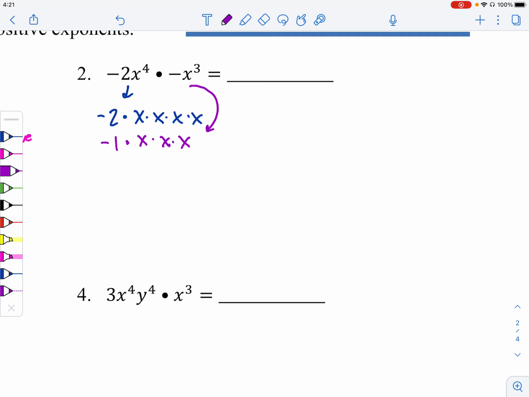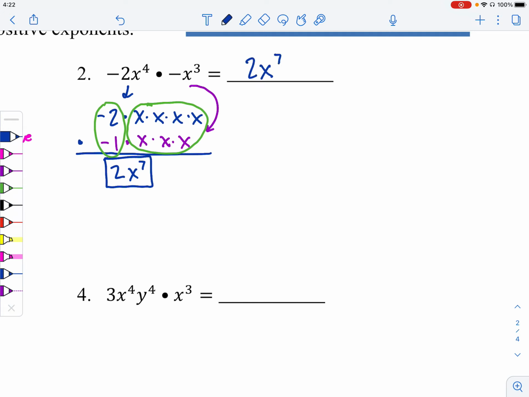So we have 3 of them. And then we look at what we have. All we do is take this and multiply it. So we have negative 2 times negative 1, which is positive 2. Then we count how many x's we have multiplied all together. A total of, let's count, 1, 2, 3, 4, 5, 6, 7. So we have x to the 7th power, and that's our answer right there: 2x to the 7th power.